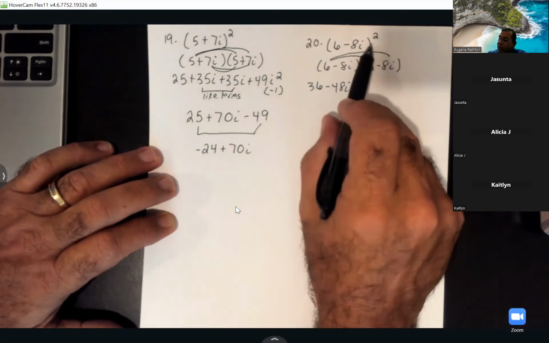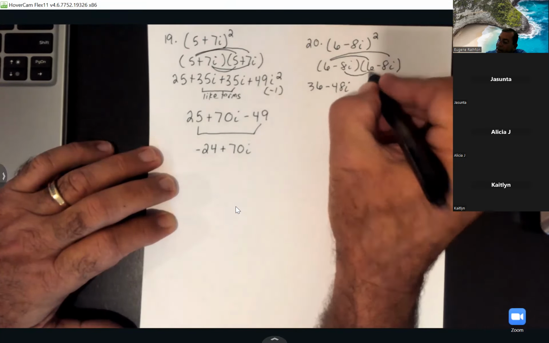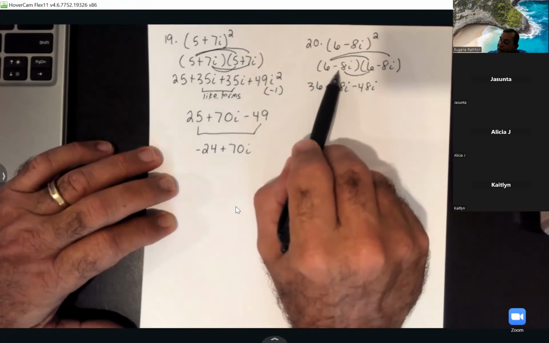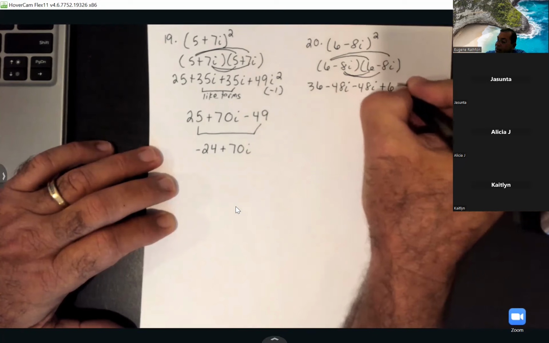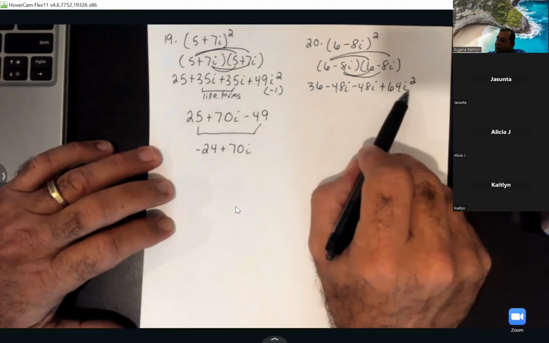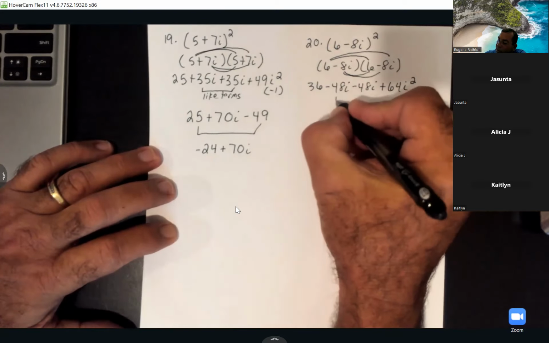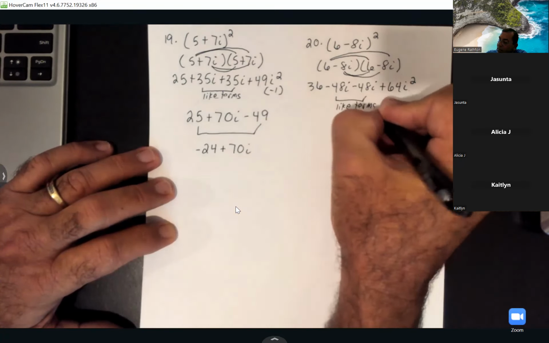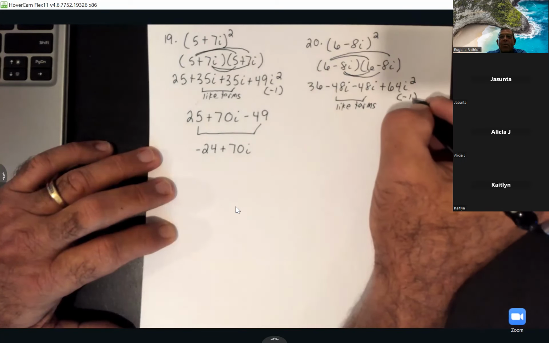Now remember, since this was a binomial squared, the next term will be the same. So that negative 8i times 6 is a negative 48i again. And then here we go. The negative 8i times negative 8i is a positive 64i squared. So you're always going to get an i squared when you multiply the i's times each other, okay? So notice, just like this, when I got my like terms in the middle, and that i squared again will be changed into a negative 1.